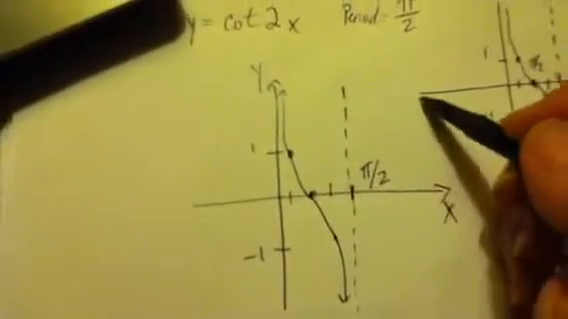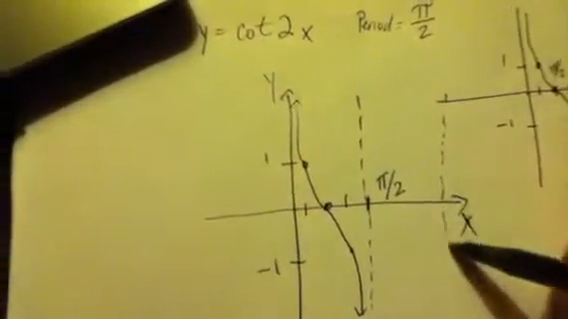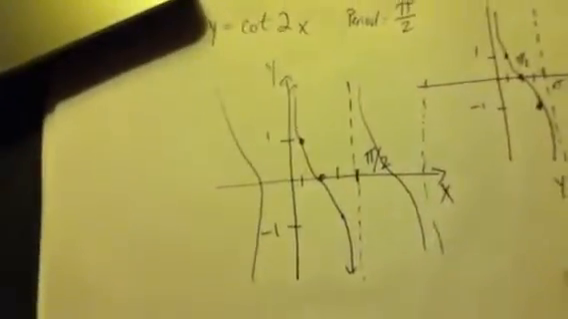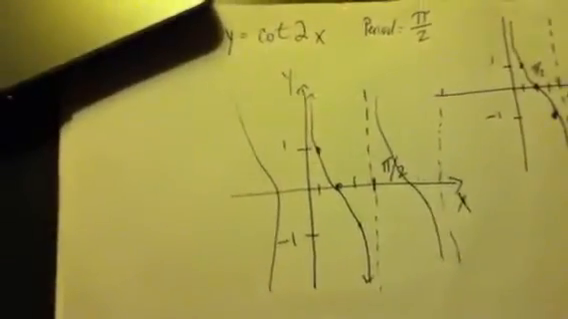Something like that. And you're supposed to know that it is a periodic function, so it's going to keep repeating over and over. That looks kind of crazy, but it's going to repeat over and over. And that's it.